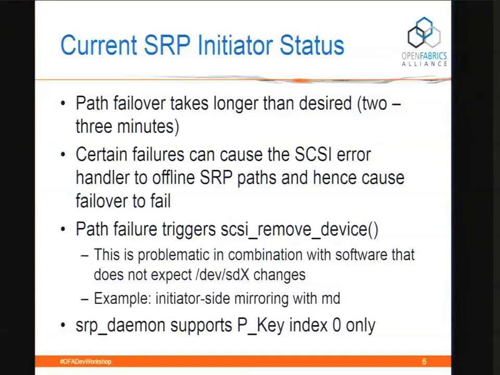The current status of the SRP Initiator in a high availability setup is that it takes between 2 and 3 minutes to detect a failed path. That is considered longer than acceptable for most users. Another open issue today is that if a path failure occurs, the SCSI error handler can decide to offline a path and it's never usable again by the multipath daemon unless manual intervention occurs.